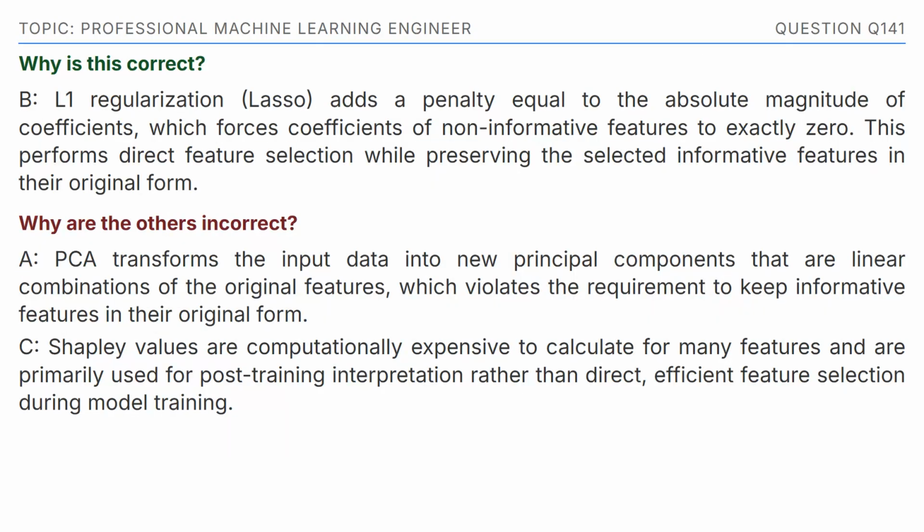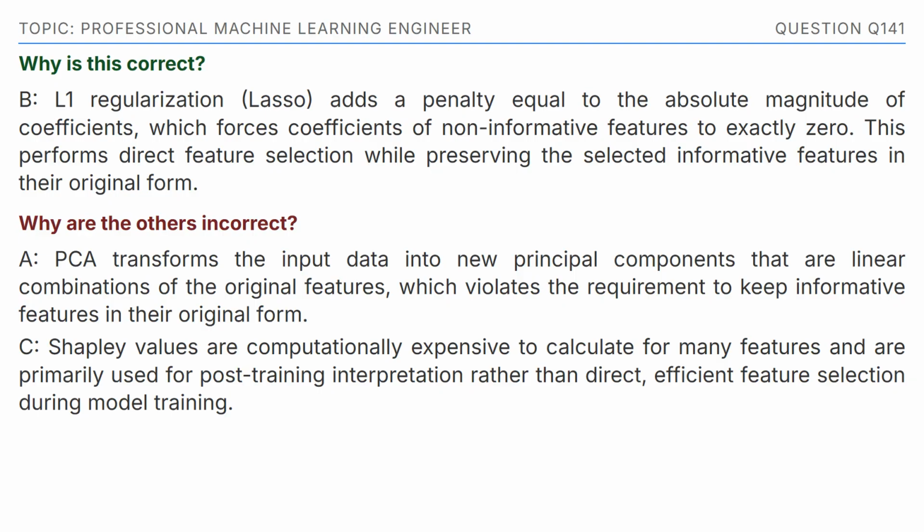Why is this correct? B. L1 regularization, lasso, adds a penalty equal to the absolute magnitude of coefficients, which forces coefficients of non-informative features to exactly 0. This performs direct feature selection while preserving the selected informative features in their original form.